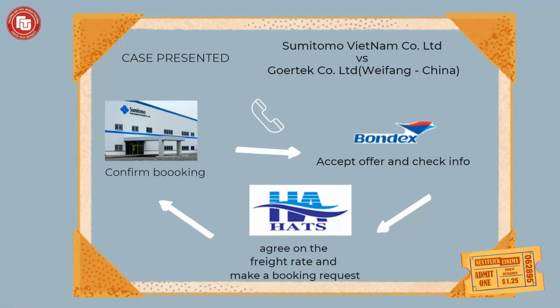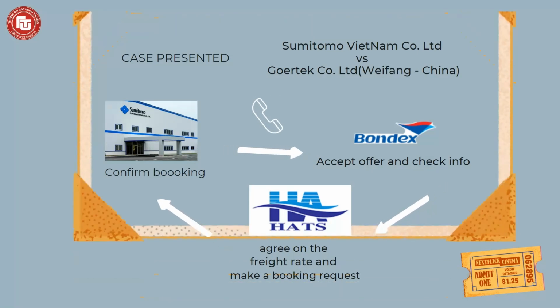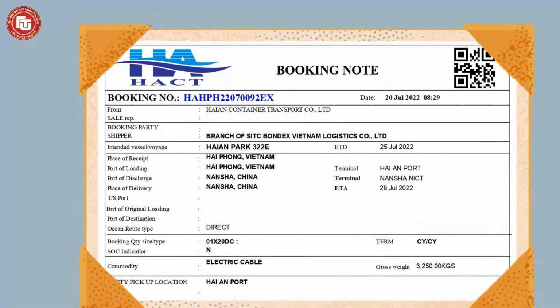A booking note is a contract for the reservation of space on board a carrier vessel. The note provides the shipper with the carrier's terms and conditions of carriage. In our case, there is much important information a booking note must include. For example, booking number HAHPH22070092EX. The carrier is from Hanh, the shipper is Bondex, and the vessel name is Hanh Part 322E.